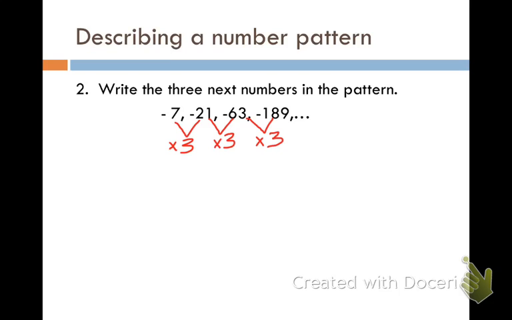We'll take -189, multiply that times 3, and that should get us -567, multiply that times 3, -1701, and the last number there is multiplied by 3 to get us -5103.